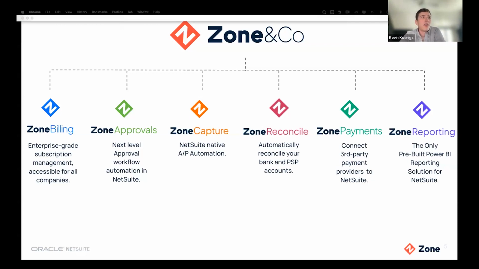A high level look at our various Zone solutions, all built within NetSuite. Zone Billing is meant to handle more complex billing scenarios, all natively inside the walls of NetSuite. We have Zone Approvals to easily build complex approval workflows. Zone Capture, our AP automation tool, adds OCR functionality and much more to your NetSuite AP processes. Zone Reconcile, which we will cover today, automates the reconciliation for AP and AR transactions within one screen. Zone Payments is a bidirectional integration with your payment providers such as Stripe.